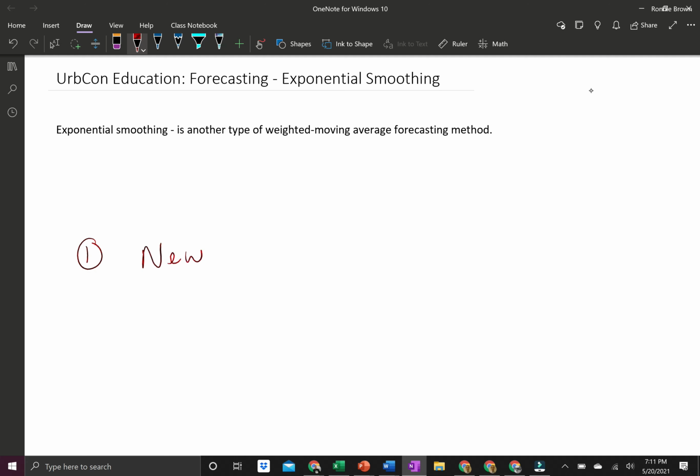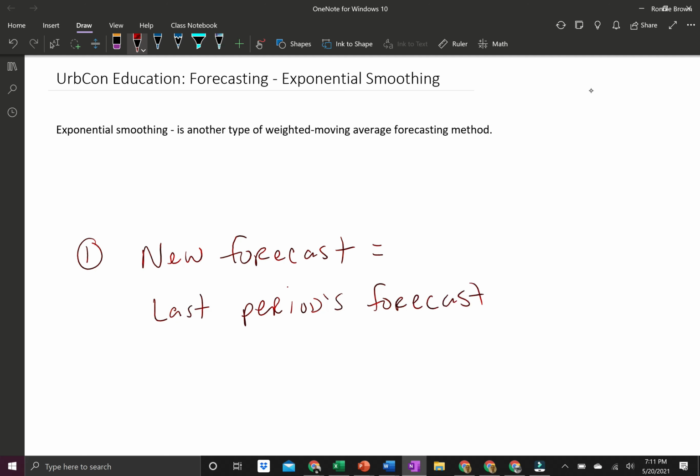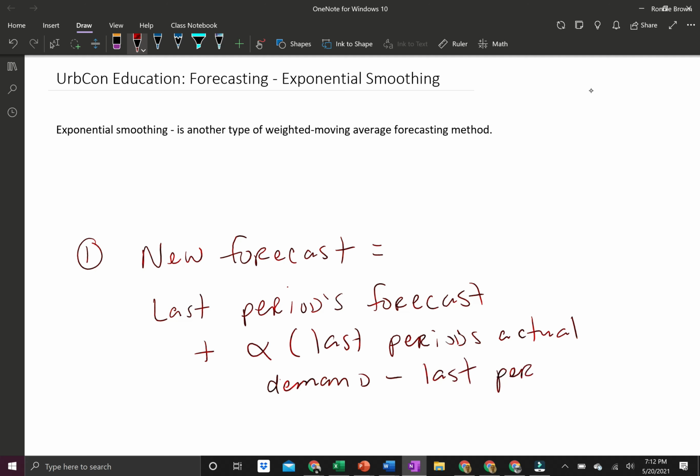We have what's called the new forecast, and that is equal to the last period's forecast. And we add that to what's called alpha. And all alpha is the last period's actual demand. Last period's actual demand. And we subtract the last period's forecast.